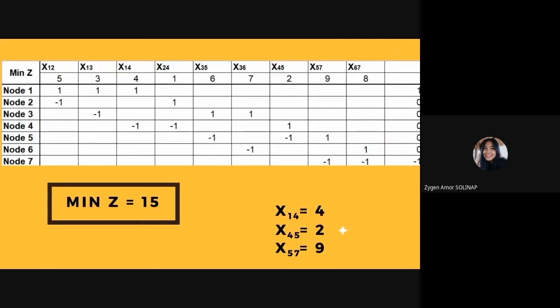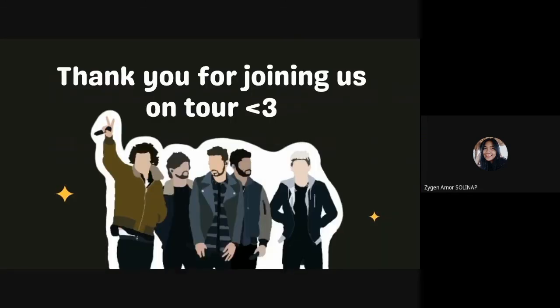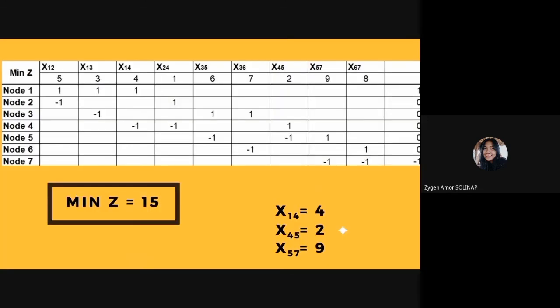So this is the final answer. The minimum z is equal to 15 kilometers, which is from x sub 1,4, x sub 4,5, and x sub 5,7. So linear programming is helpful for obtaining the most optimal solution for a problem with the given constraints. So in linear programming, we formulate real-life problems into a mathematical model. So that's all.